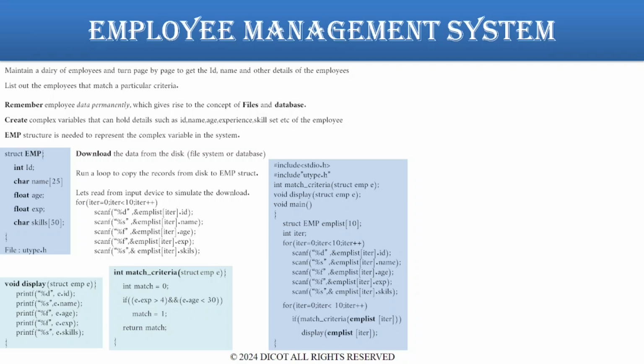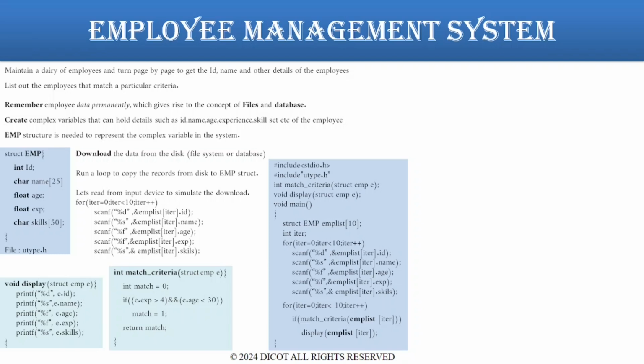The second loop is to process the employee list. In the second loop, in every iteration, a record is accessed and checked if it matches the required criteria using the function match criteria. If the required criteria matches, function display is called to display the data.